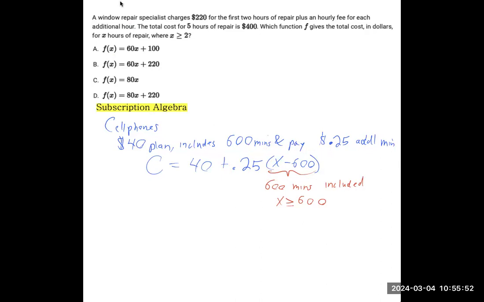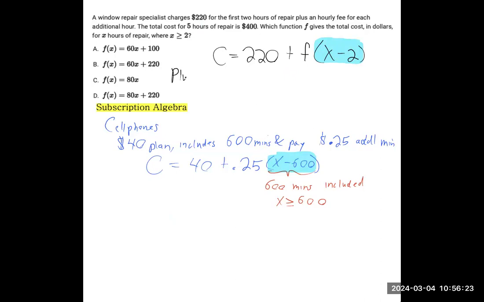And applying it here, the cost for what we're seeing is 220. That covers the first 2 hours. After that, there's an hourly fee that we'll call F, and that's for anything beyond 2. So the included amount is X minus 2, just similar to in our cell phone situation, we had X minus 600, and we're trying to solve for the included amount.